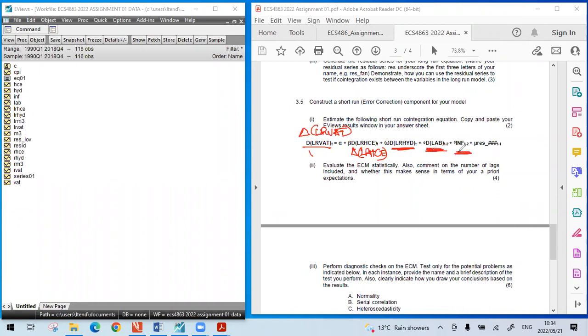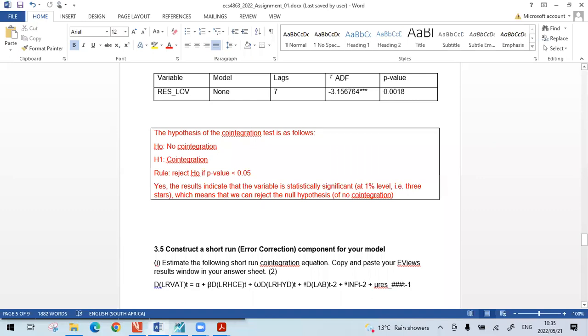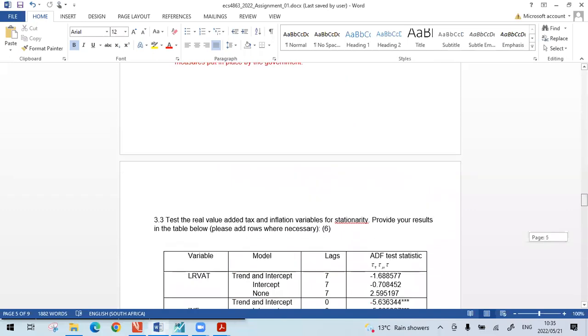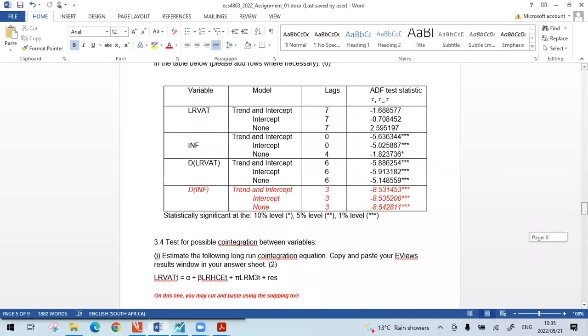But there's inflation, guys. Can you see that our inflation is not differenced? Please listen to me and answer this question. Can you see that inflation is not differenced? Can you see that? Yes. But let's go to what we did when we're checking our inflation here.